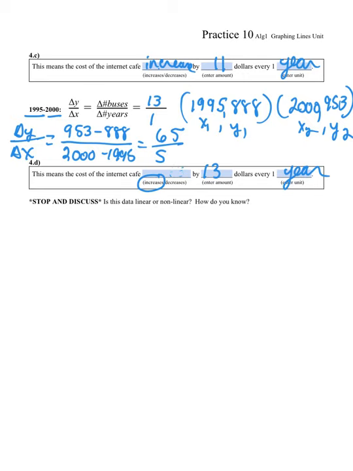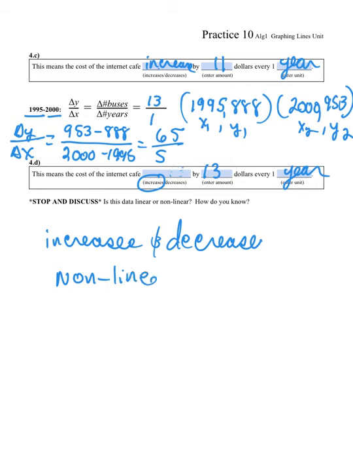All right, stop and discuss. Is this data linear or not? Well, because sometimes it increases and sometimes it decreases, it is not a consistent slope, so it is non-linear because it is not constant. The rate of change is not constant.